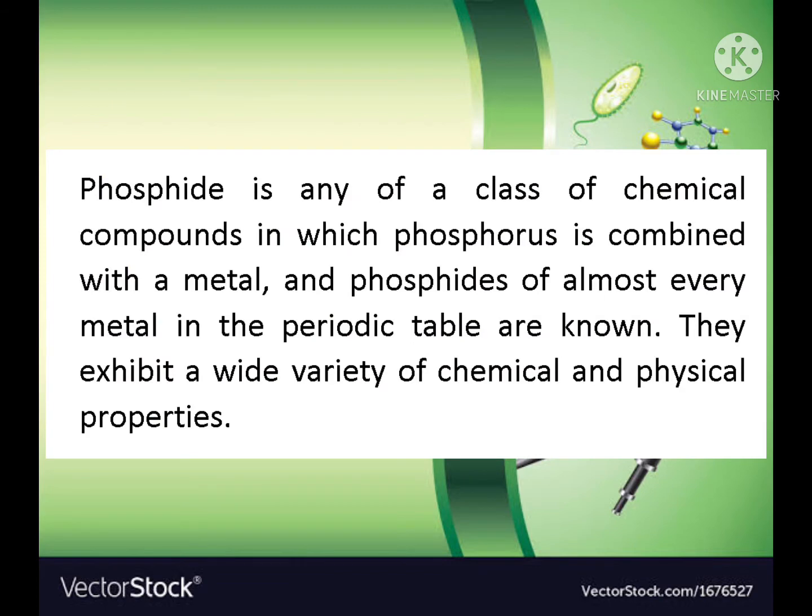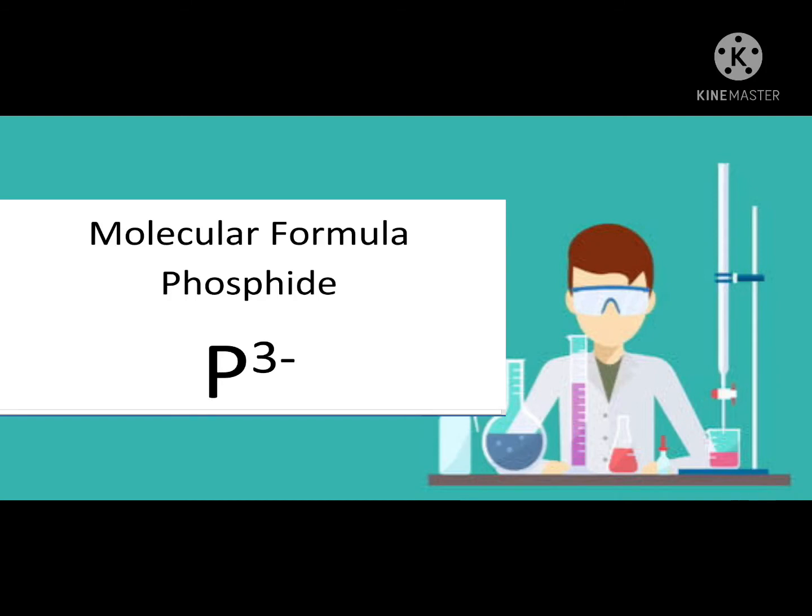First, let us know what is phosphate. Phosphate is any of a class of chemical compound in which phosphorus is combined with a metal. Almost every metal in the periodic table is known to form one. They exhibit a wide variety of chemical and physical properties. The molecular formula of phosphate is P3-.